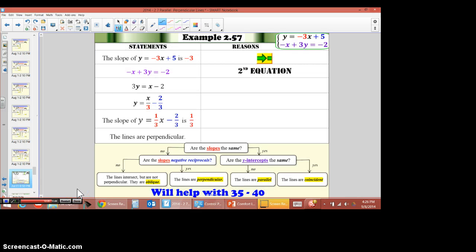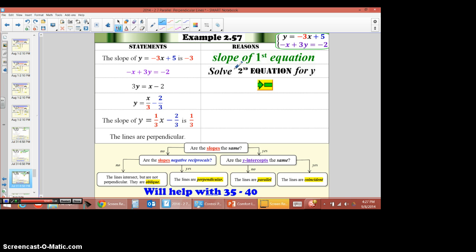All right, next one. Here's a great equation. The slope of the line y equals negative 3x plus 5, that's negative 3. So there's my first slope. There's negative 3. So the second equation isn't given to me in y equals mx plus b format, so I have to manipulate it to get it that way.